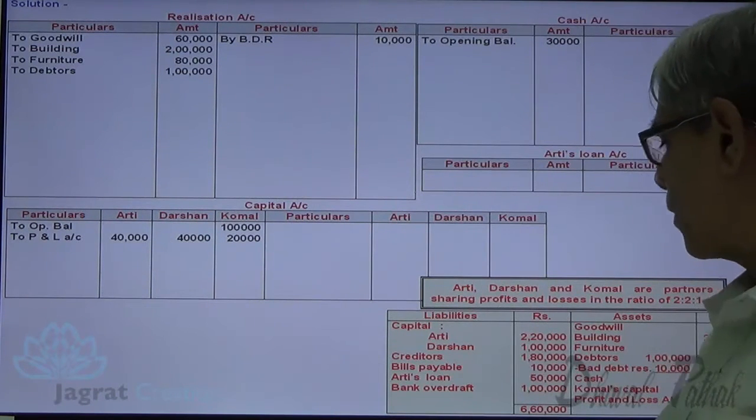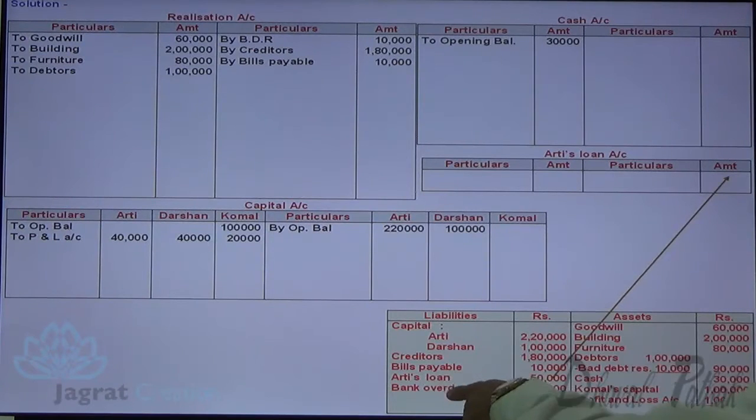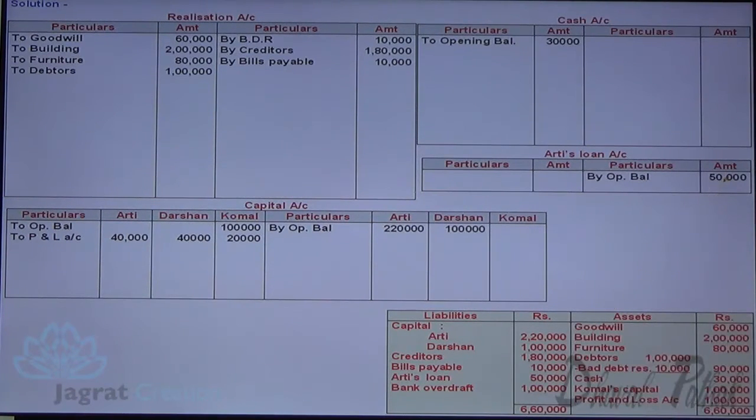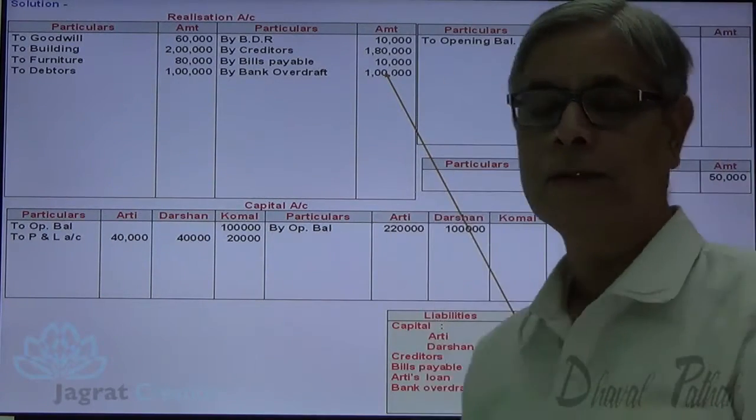Liability side. Capital of Aarti 2,20,000, opening balance, that of Darshan 1 lakh. Creditors' bills payable will be transferred to the credit side of realization account. Aarti's loan will appear as opening balance in Aarti's loan account. Bank overdraft is transferred to realization account. This is how the balance sheet is copied.